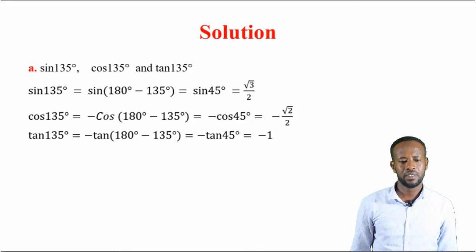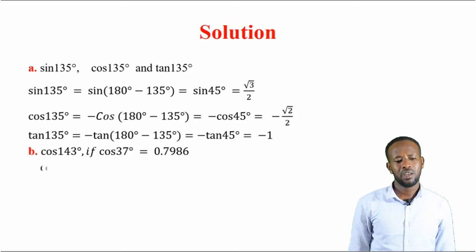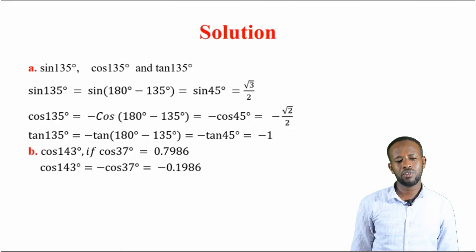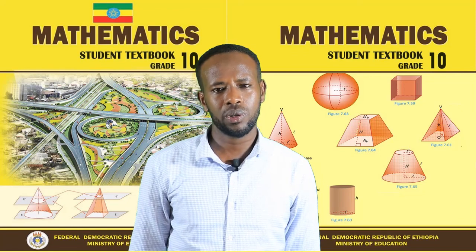Here, B, let us see cos of 143 degrees if cos of 37 degrees is equal to this. This angle is in the second quadrant, so cos of this is equal to negative cos of 37 degrees, which is equal to negative 0.21985. That is all for today's lesson.